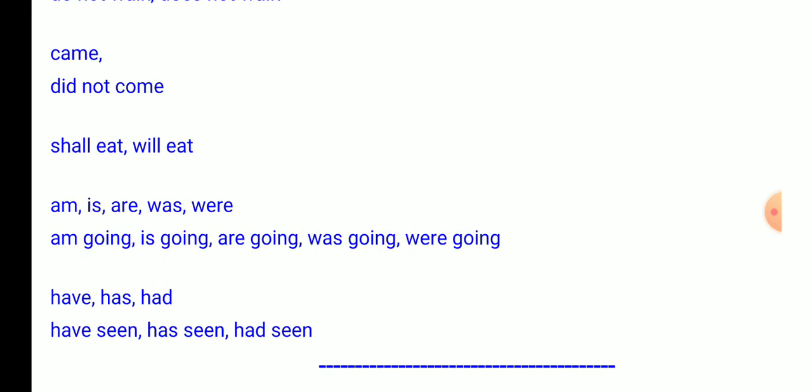Then we have the have verbs: have, has, had. These have verbs are used alone or they are followed by the past participle. Have seen, has seen. These 2 are in the present perfect tense. Had seen is in the past perfect tense. Go through the verbs once again and look into the structure and combination of verbs.